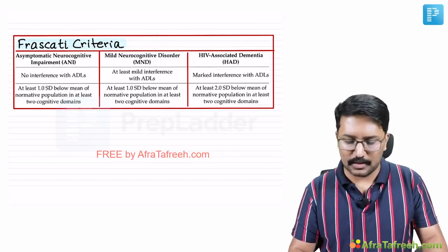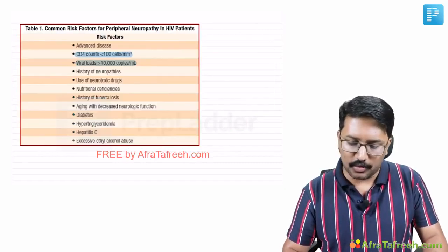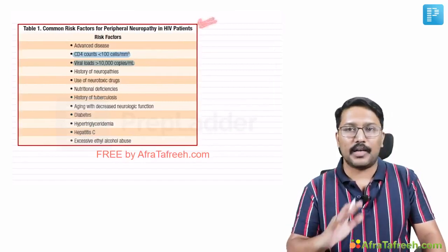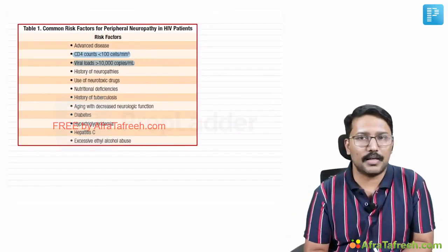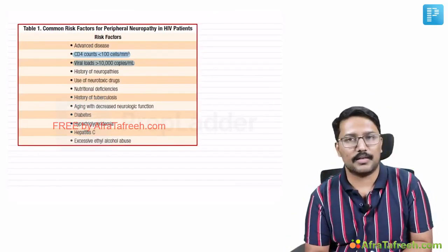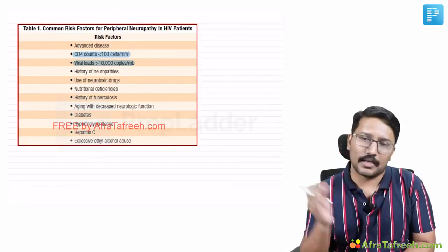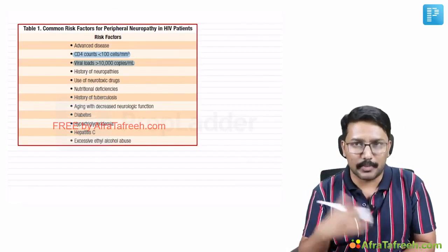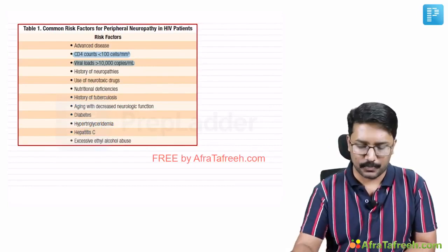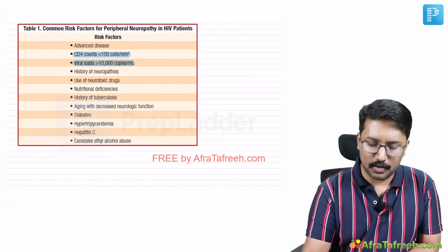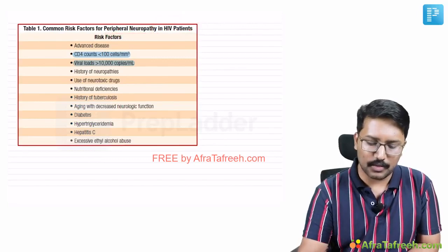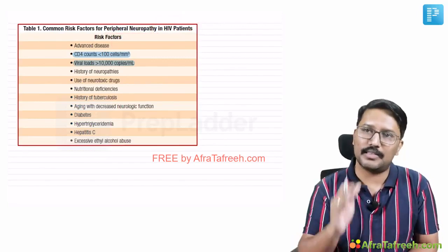Okay, so after the Frascati criteria, now let us talk about the risk factors for peripheral neuropathy. We addressed the HIV associated dementia. Now let us address peripheral neuropathy. What are the risk factors? HIV infection itself is a risk factor, but what additional risk factors do we need to know, right? So the common risk factors for peripheral neuropathy in HIV patients include advanced disease. As I've already told you, HIV itself is a risk factor.